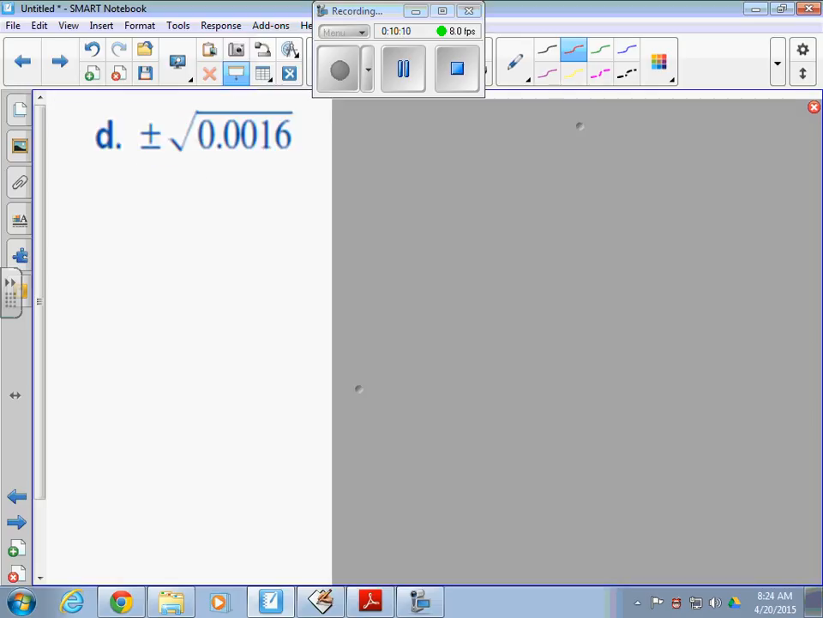What about this one? When you see this symbol right here, this is a new symbol for a lot of y'all. It just means both positive and negative, so you don't have to write it twice. So what is the square root of 0.0016?